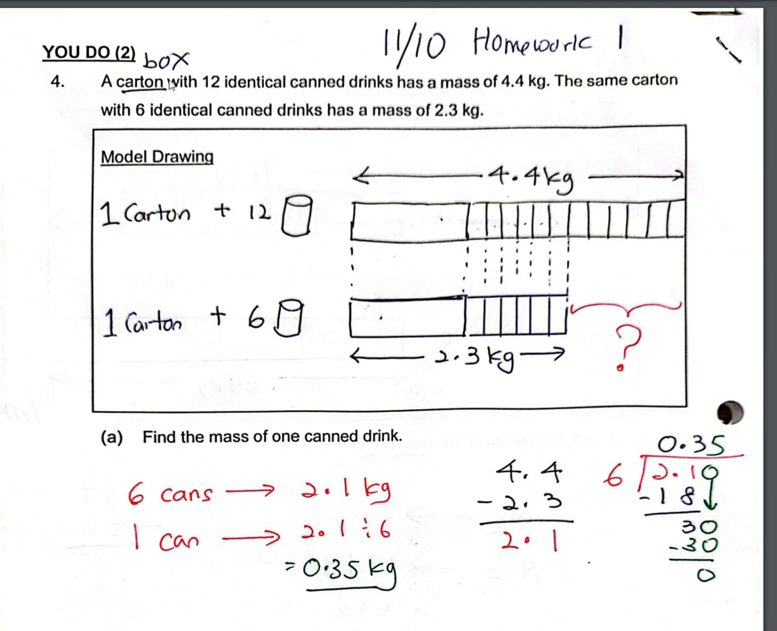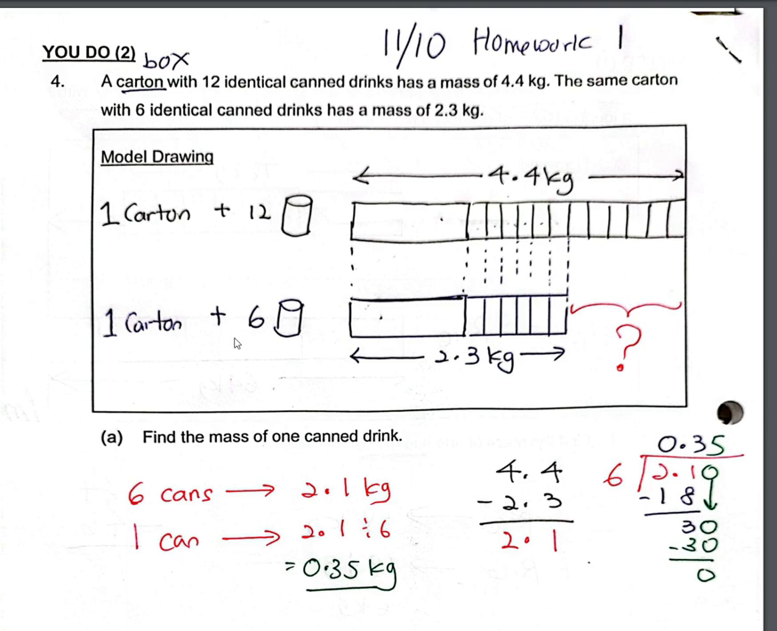So a box or a carton with 12 identical canned drinks has a mass of 4.4 kilograms. So you see a carton and 12 cans. The big box here represents the carton. The 12 small little boxes here represent the 12 cans of drinks. Those in my group, please make sure you draw the model clearly with your ruler and pencil. And the total mass of this carton and the 12 cans will be 4.4 kilograms.